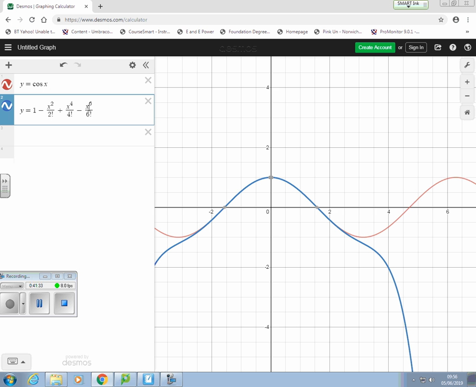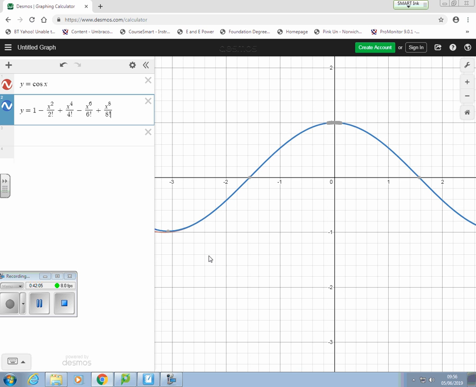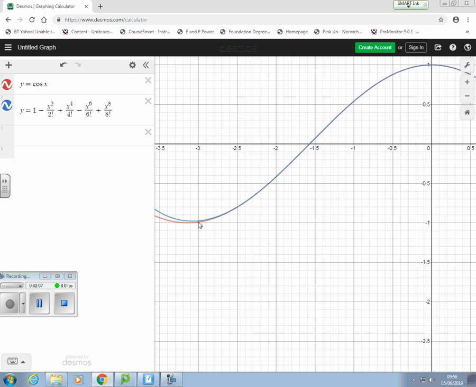So the next term would be, gentlemen, plus or minus? Plus x to the power of 8 over 8 factorial. And you're almost over a whole iteration of the cosine wave from there, from minus pi to pi, you're almost bang on. You're not far out even at that point there.